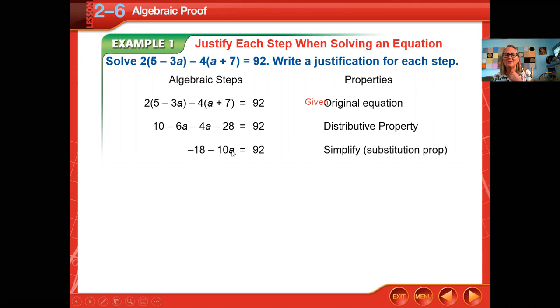Okay, where did this negative 10a come from? Negative 6 minus 4a could also be written as negative 10a. That's why they call it substitution property. But in algebra, we call it simplifying, okay? And then now you can start doing algebra. Normally people would be like, okay, I'm gonna add 18, since there's a 92 on the right side and there's a negative 18 on the left side, what you can do is add 18 to both sides to solve it. Most people write it underneath.